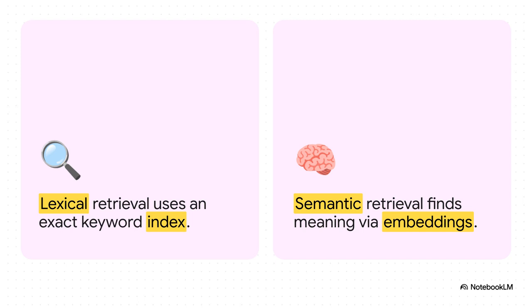But on the other hand, we have semantic retrieval. This uses dense vector embeddings and approximate nearest neighbors to find documents based on their underlying meaning, rather than just relying on exact keyword matches. Fusing these two approaches together, that gives us the ultimate combo of exact match precision and deep semantic recall.